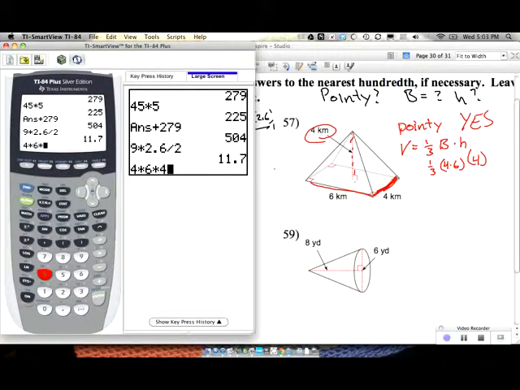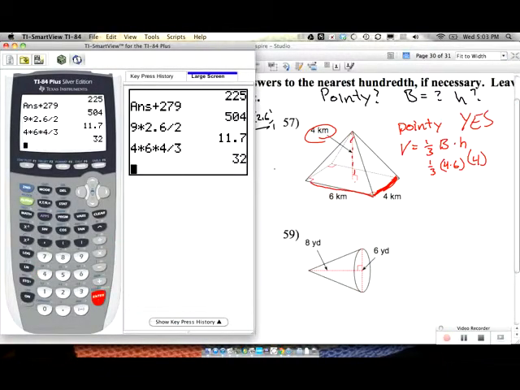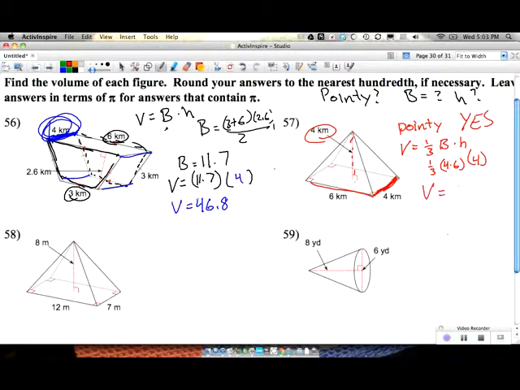So the volume of this is 32 kilometers cubed, of course. And over here, this was 46.8 cubic kilometers. That was huge. My goodness. All right, I'm going to skip 58 because it's just like 57. Rewatch 57 if you need to.